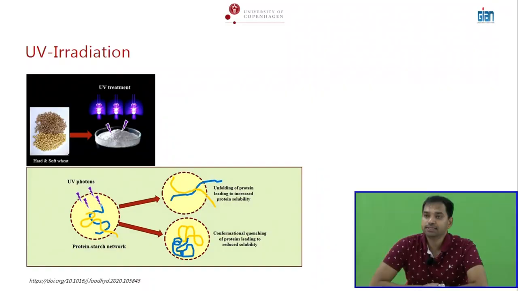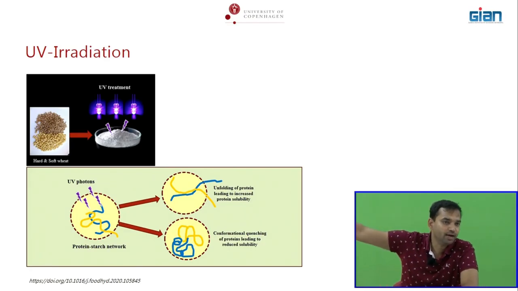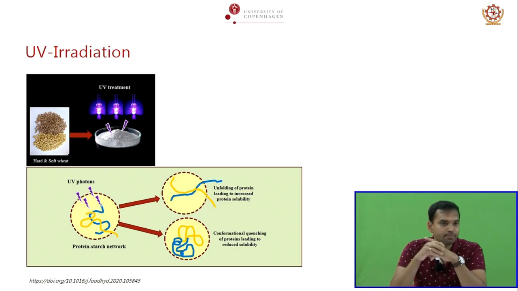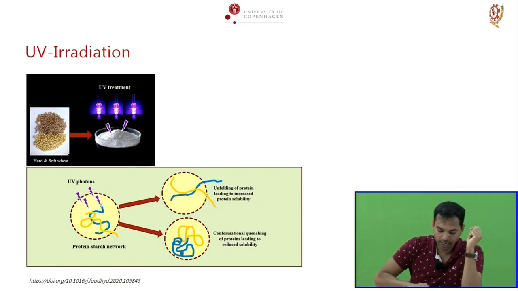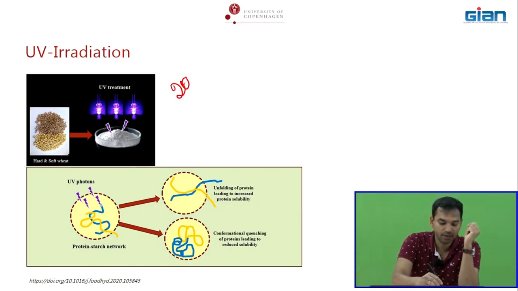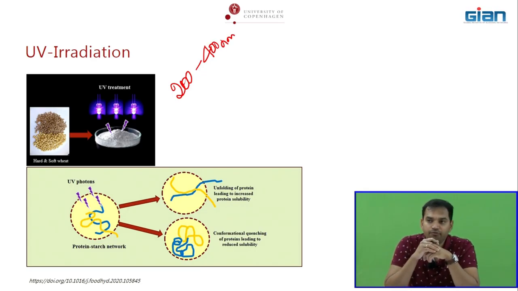So UV radiation is something similar to gamma radiation. In case of gamma radiation, we use very high intensity, very high energetic radiation. In the case of UV, it's energetic but less energetic than gamma radiation. Basically, we use UV light, and UV light has a wavelength between, let's say, 200 to 400 nanometer, and at this particular wavelength, the photons are sufficiently energetic that they can excite the electrons from one orbital to another orbital.